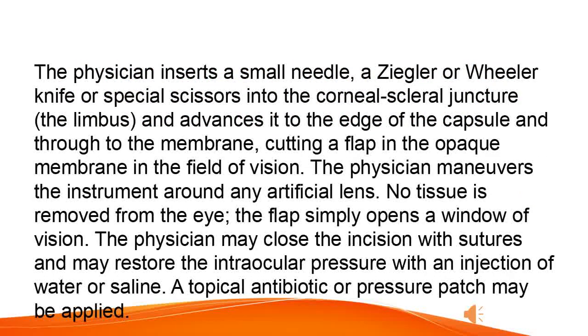The physician inserts a small needle, a Ziegler or Wheeler knife or special scissors into the corneal scleral juncture, the limbus, and advances it to the edge of the capsule and through to the membrane, cutting a flap in the opaque membrane in the field of vision. The physician maneuvers the instrument around any artificial lens. No tissue is removed from the eye, the flap simply opens a window of vision. The physician may close the incision with sutures and may restore the intraocular pressure with an injection of water or saline. A topical antibiotic or pressure patch may be applied.